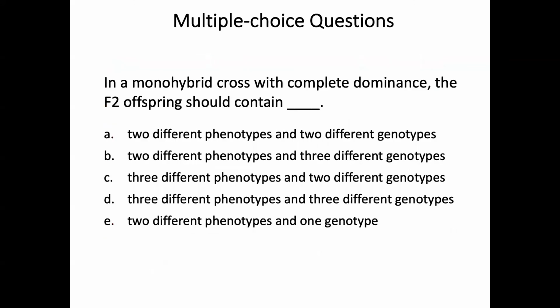Okay, this is a multiple choice question. In a monohybrid cross with complete dominance, the F2 offspring should contain what? You can pause here. Okay, the correct answer is B. So this is complete dominance, indicating it follows Mendel's law, right? Monohybrid means only one pair of alleles are involved, such as smooth pea and wrinkled pea. So we have always discussed this situation, so the answer is B.